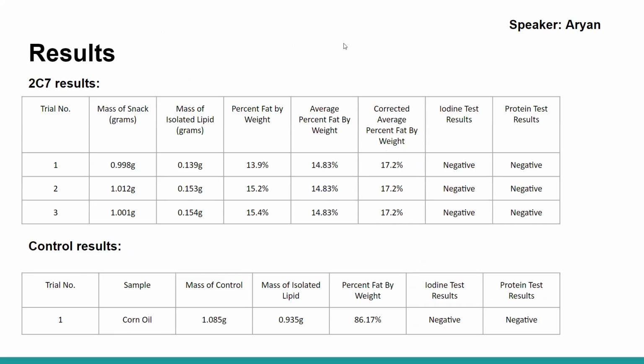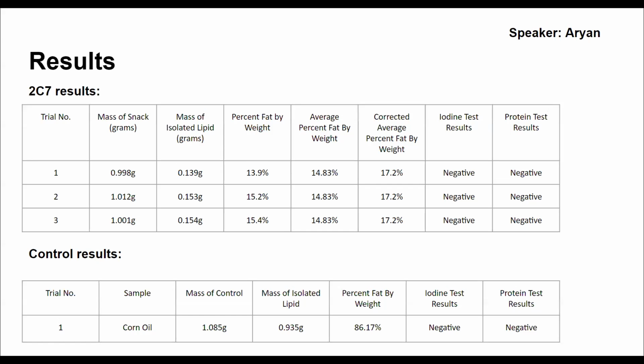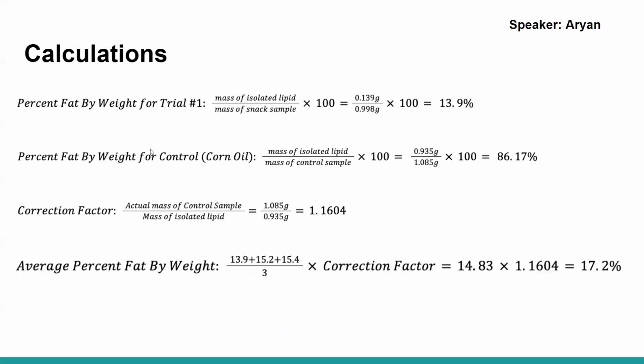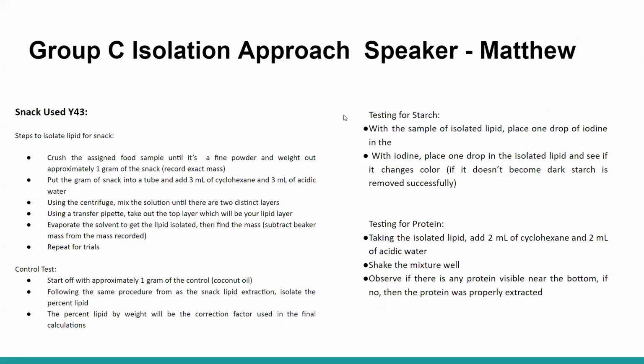For our results, you can see that we performed 3 trials for proposal 2. Of them, we found that the average percent fat by weight was 14.83%, as you can see in the table on the top. On the bottom, you can see the results for our control test, where we found the percent fat by weight was 86.17%. However, knowing the control results, we had to correct for our procedure, and thus we calculated our corrected weight, which was 17.2%. We also found that there was no starch or protein present within our isolated lipid sample.